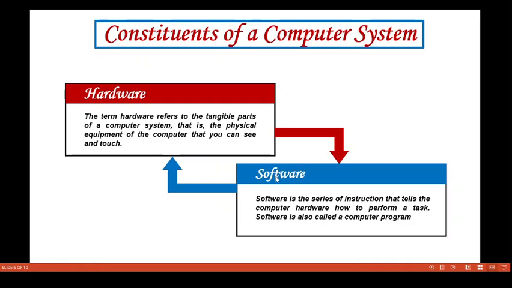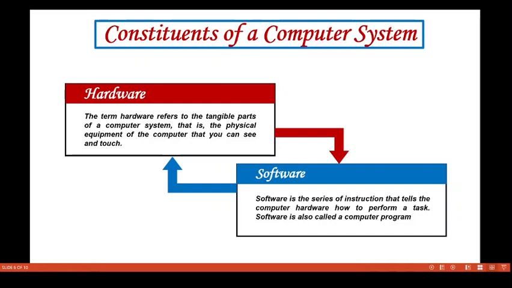Then what is software? Software is the series of instructions that tells the computer hardware how to perform a task. Software is also called a program. So when you have the hardware, software is the one coordinating all the activities of that hardware, the one giving instructions to that particular hardware on how to perform its tasks.